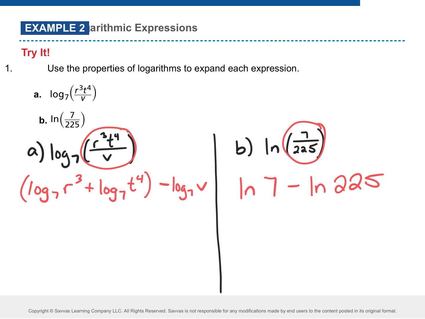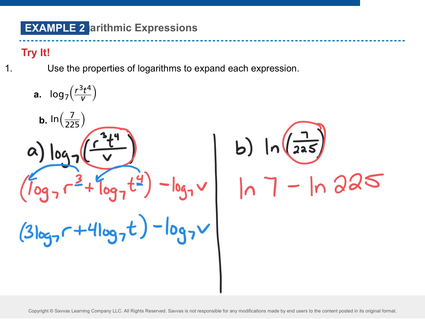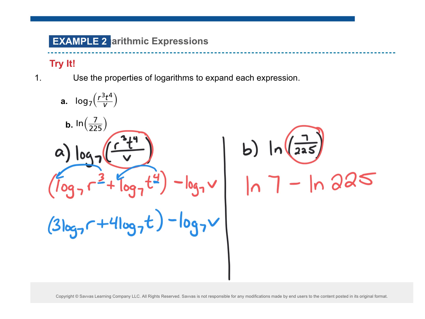Am I done? What do I have to do here? I got to move the exponents to the front. Yep, so this 3 comes to the front. This 4 comes to the front. Does v have an exponent? No. And is it okay that v doesn't have an exponent? Yes. Okay, so this rewrites to what? You tell me. Good. Minus log. Right, that one didn't change, right? Sorry. Now, is that an expanded form? Yes. Good job. Okay.